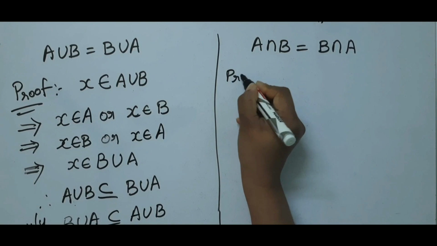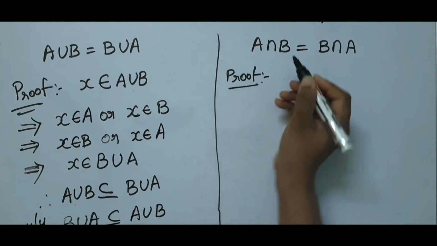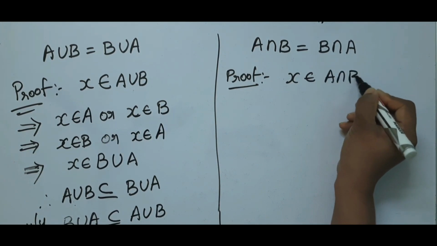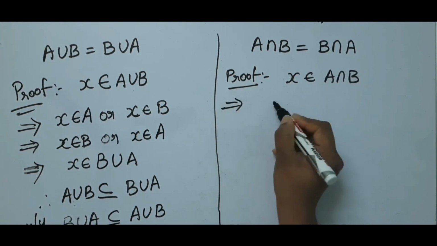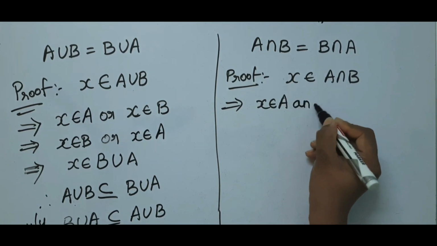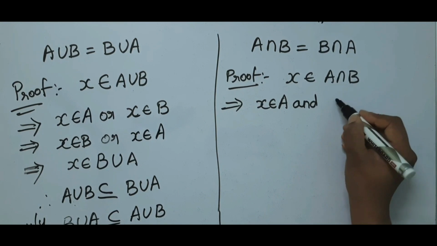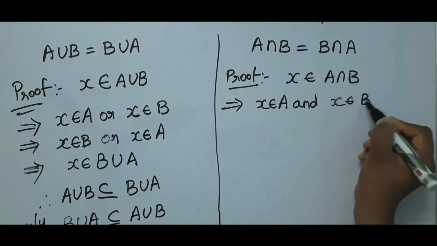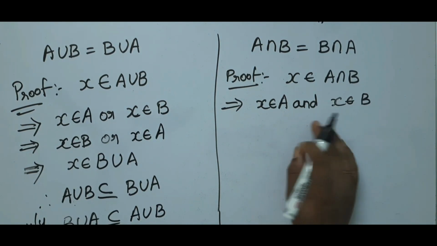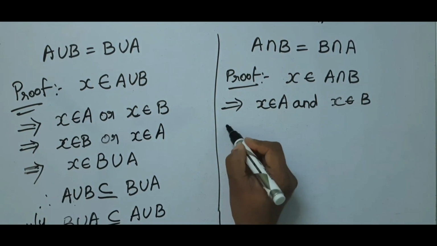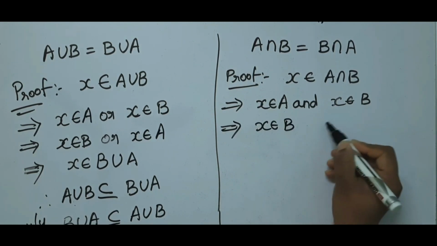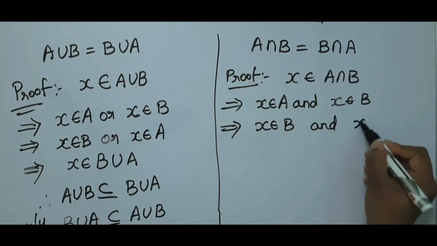Proof is, let's take any element X that belongs to A intersection B. So this can be written as X belongs to A. As intersection is there, we have to write the word AND, and then X belongs to B. Is it not? This is the common element of A and B sets. So we have used the word AND. Next, this can also be read as X belongs to B and X belongs to A.